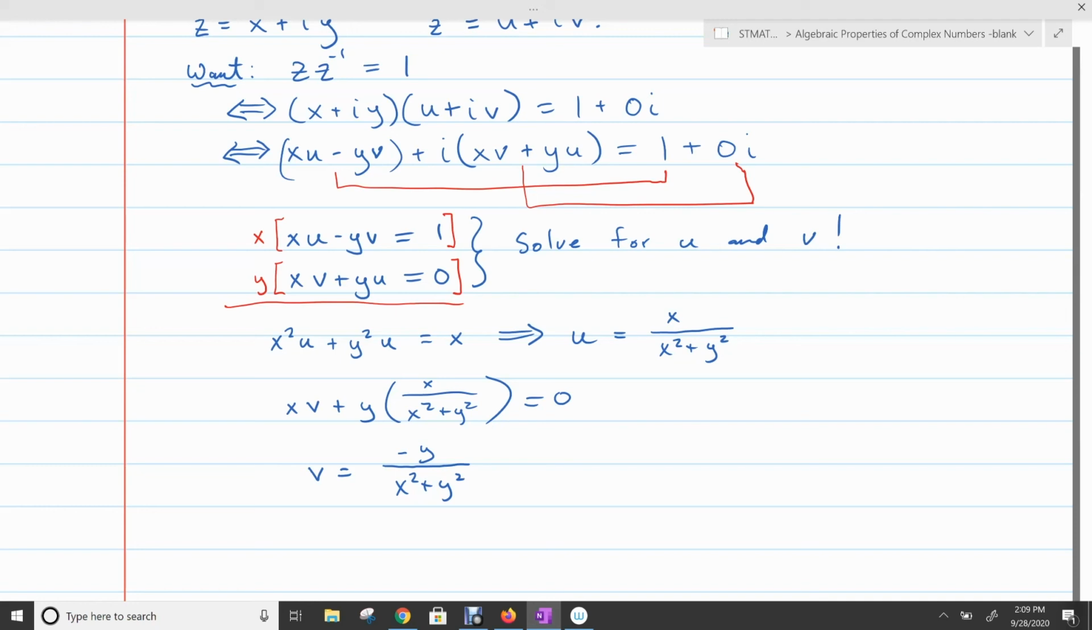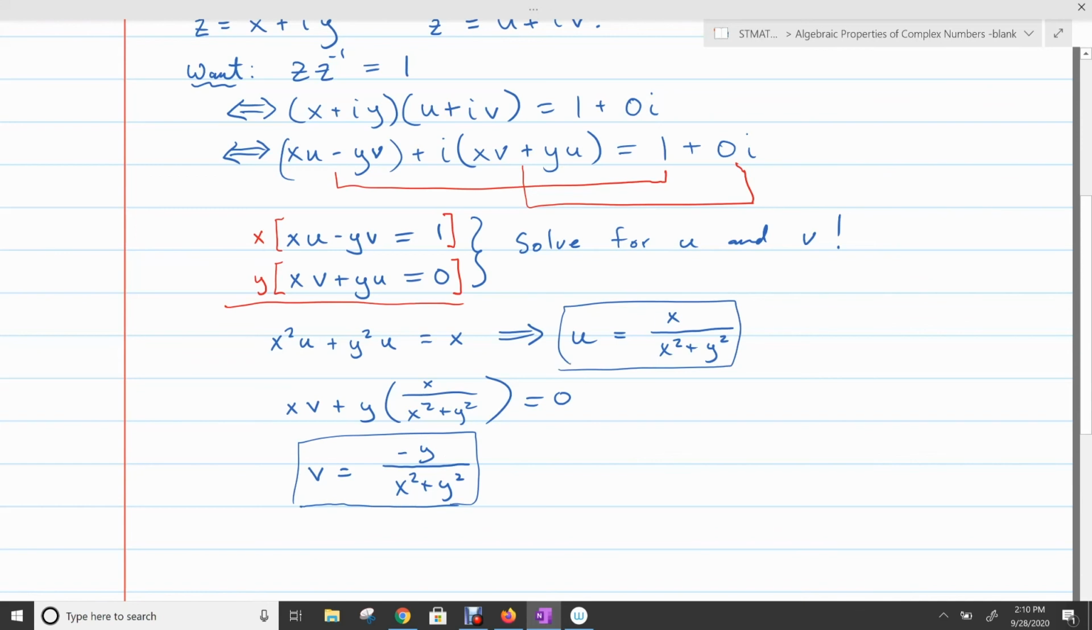I guess I'd have to be careful about that and make sure I'm not dividing by 0. To avoid that problem, I could just factor the x off at the beginning and then say, if x is 0, then this happens. But anyway, this is what your v has to be. There's your v, there's your u.